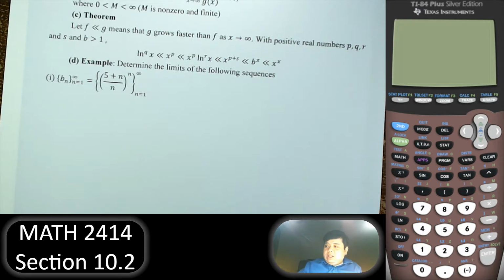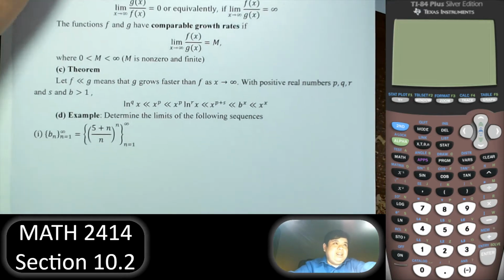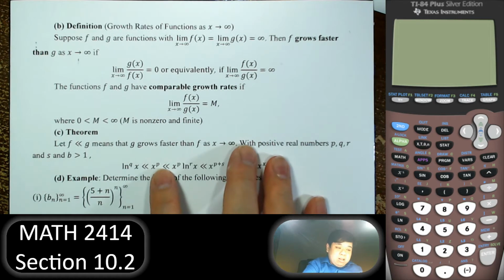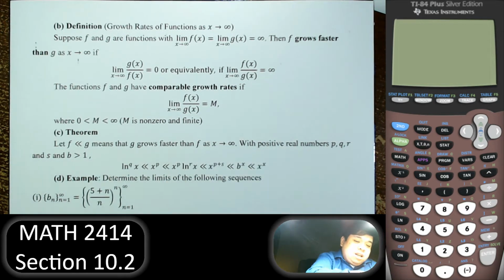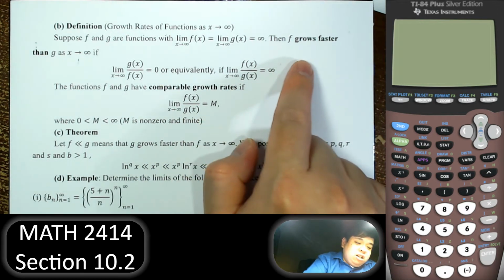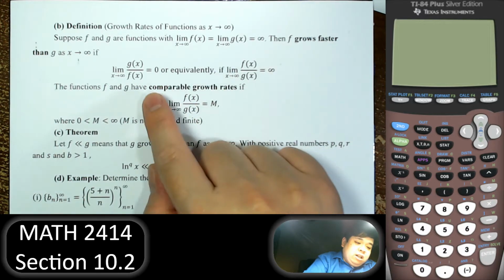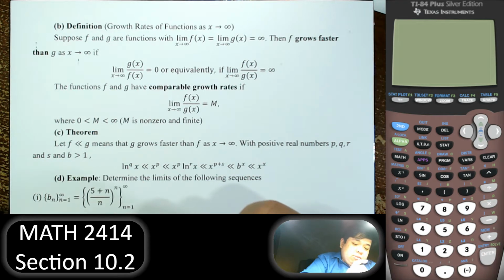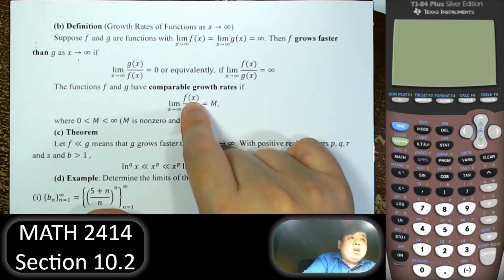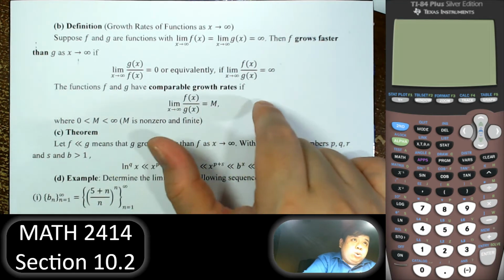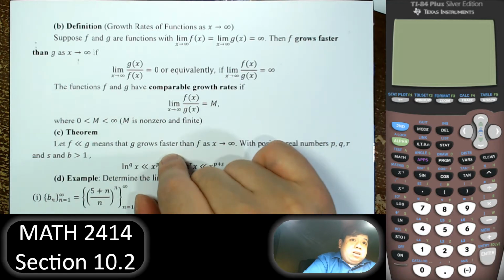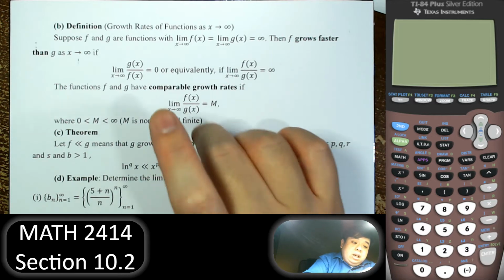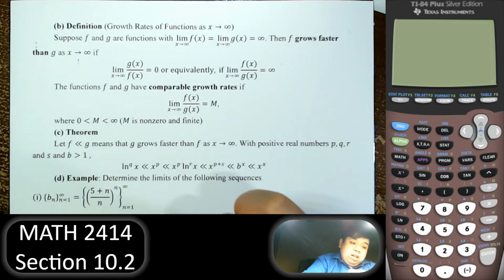And then the growth rate. Now this is very important. We'll go back to this a few more times. It says something grows faster if we put it in a ratio. If the top is bigger, the ratio goes to infinity. If the bottom is bigger, it goes to 0. If it goes to anything in between, we say they have comparable rates.